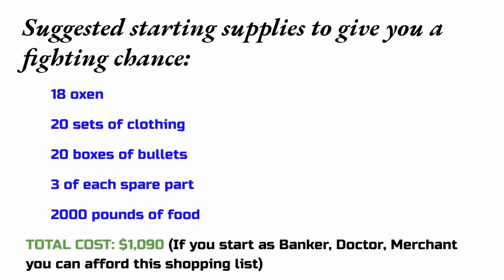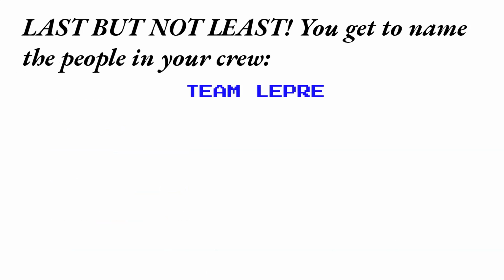So if you were looking at the professions, there's only 3 professions you could start with. If you want to start with this set of supplies, you need to be a banker, doctor, or merchant. But if you want to give yourself a little bit more of a challenge, you can start with less supplies in a different profession. You just have to reduce the numbers of this stuff. But if you start with this, you should have a really good fighting chance of making it to Oregon.